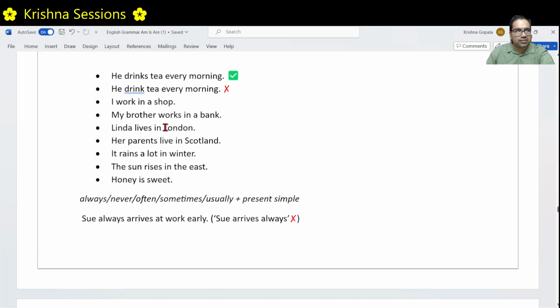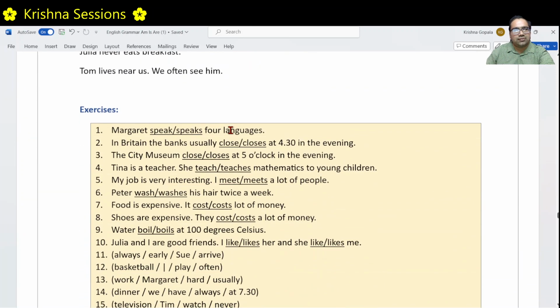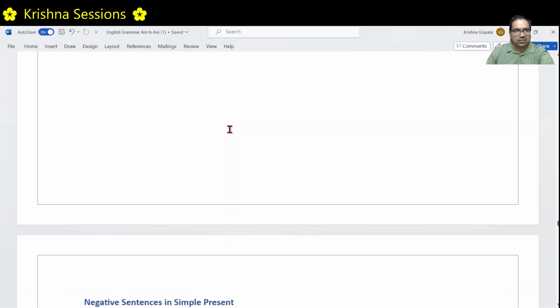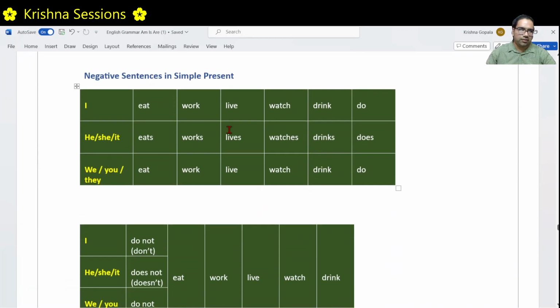In the previous class, the sentences that we discussed were all positive sentences. In today's class, we'll discuss negative sentences. Negative sentences mean the opposite of positive. How do we do this? For example, I eat chocolates every day. That is a positive sentence. I do not eat chocolates every day. That is a negative sentence.